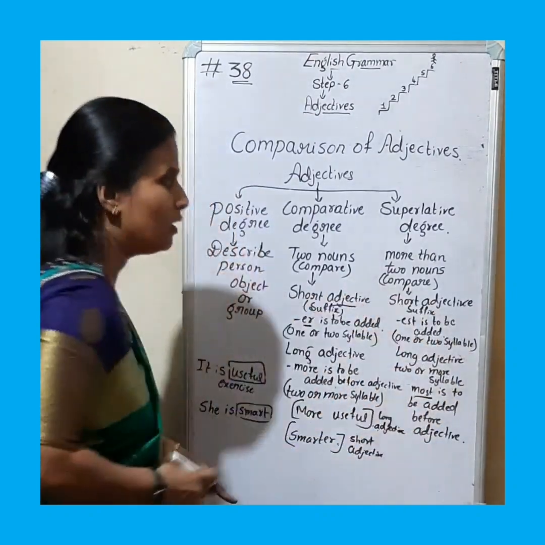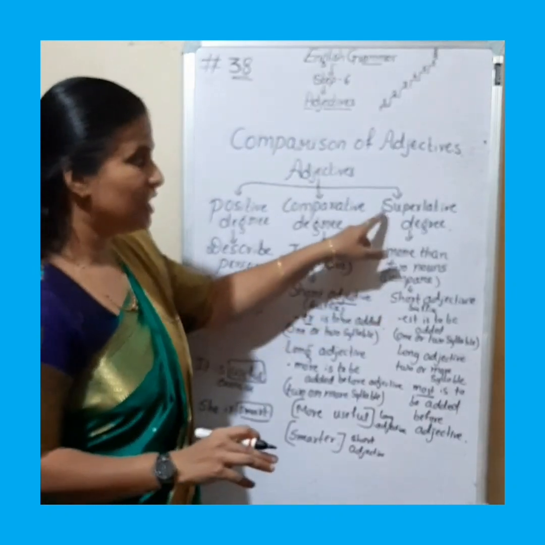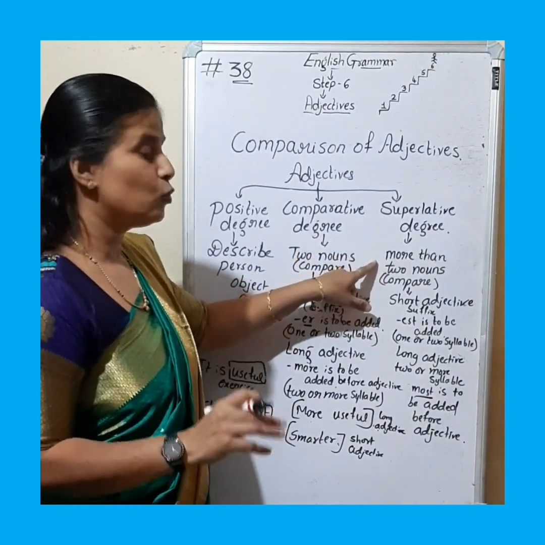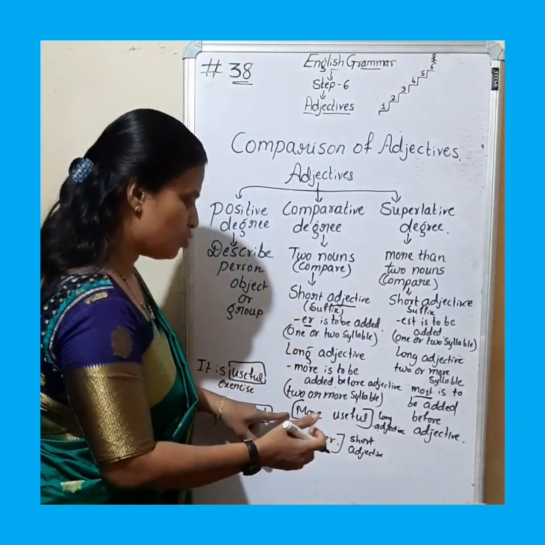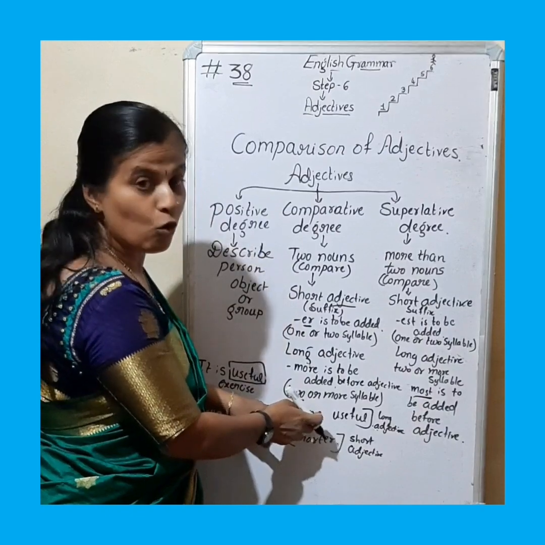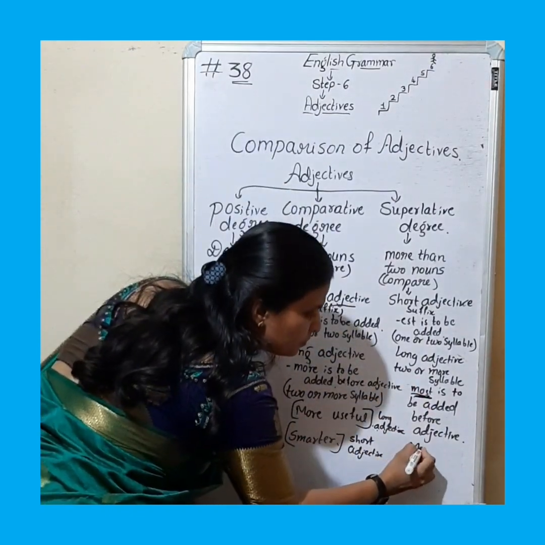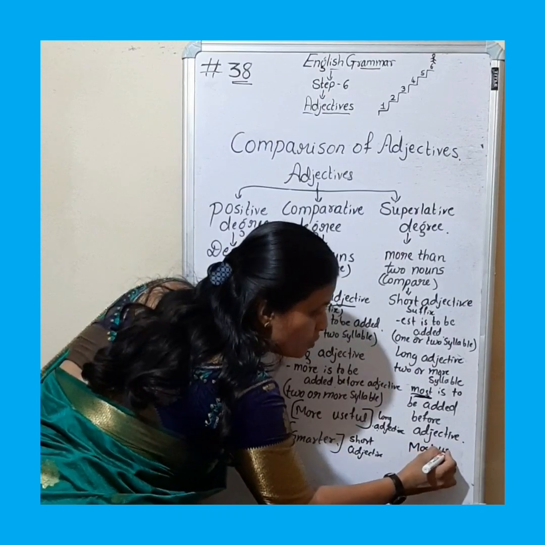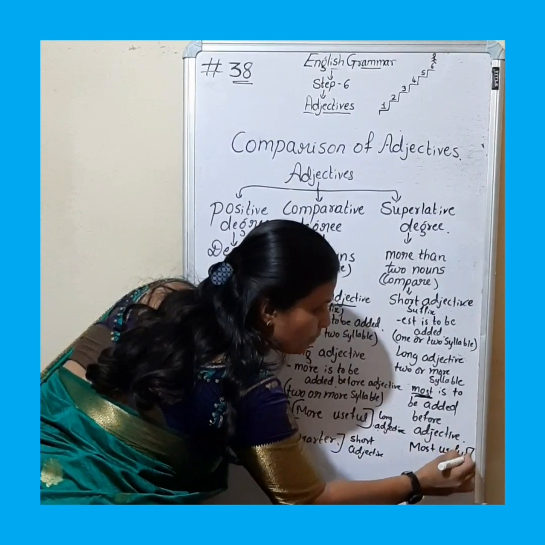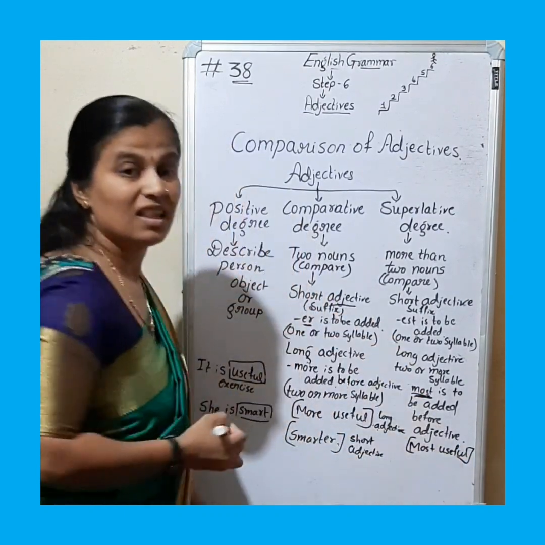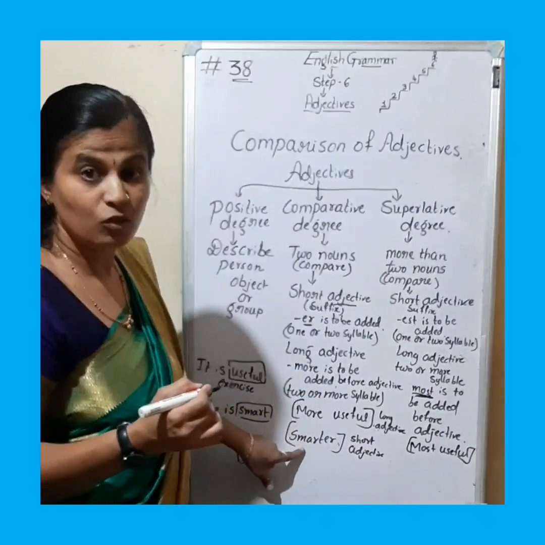Now let us have a look over this one. What we have just told here, more than two nouns, right? So what should I do here? This is a long adjective, so what should be added here? Most. Most useful. Okay. Next, for this smarter, now what is to be done?